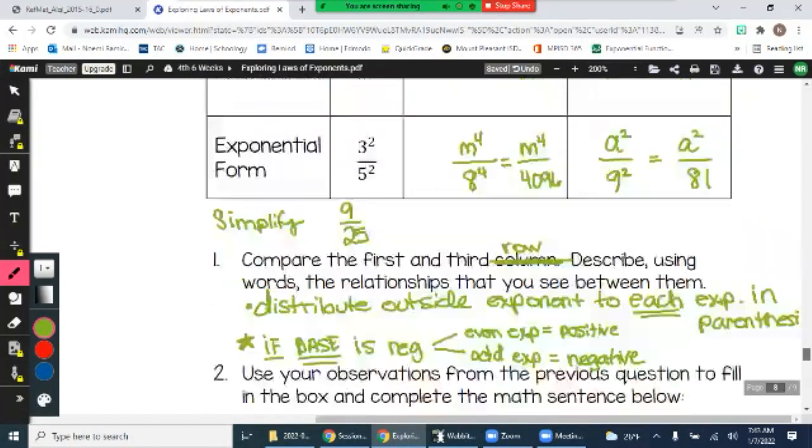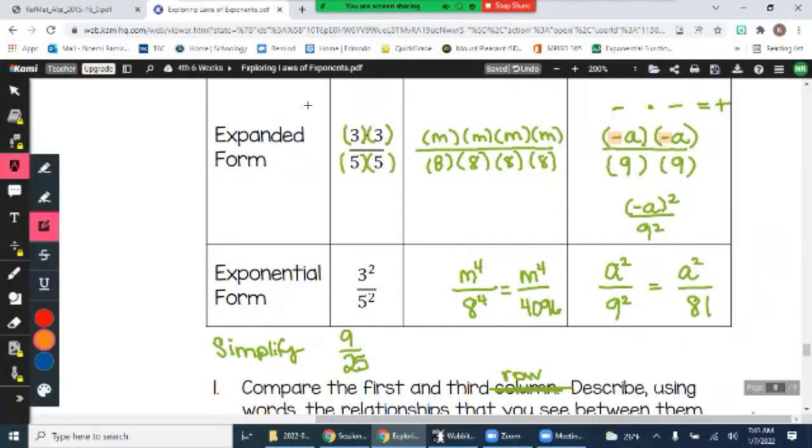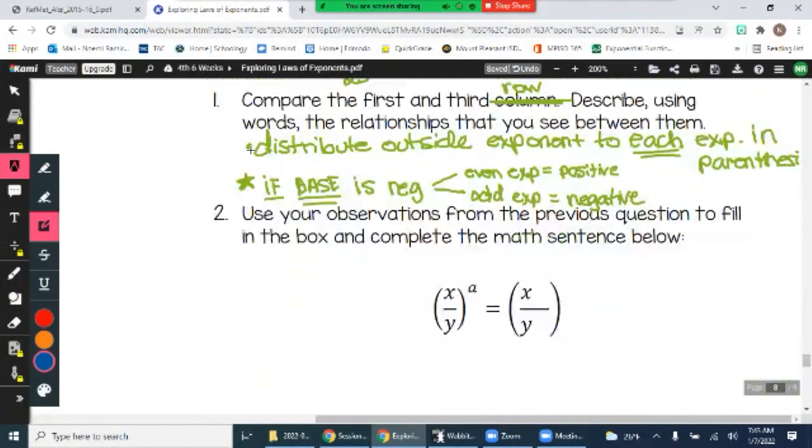So look at this one right here. Writing it like so is the same as having a negative A squared. Here's my 9 squared. So this part right here, my base is negative, but the exponent on that base is an even number, making this whole thing positive. Okay. All right, and this is the rule.